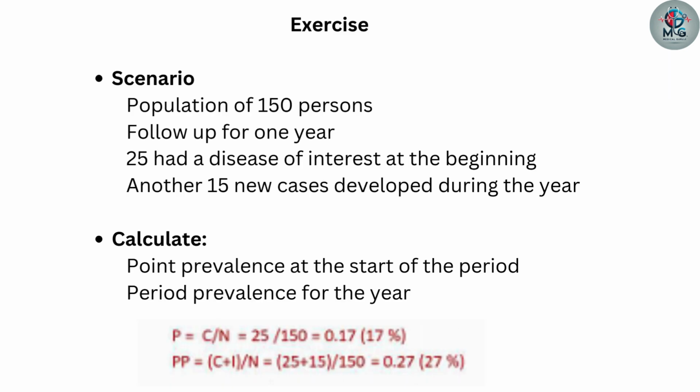Exercise. Scenario: a population of 150 persons followed up for 1 year. 25 had the disease of interest at the beginning. Another 15 new cases developed during the year. Calculate the point prevalence at the start of the period and the period prevalence for the year.